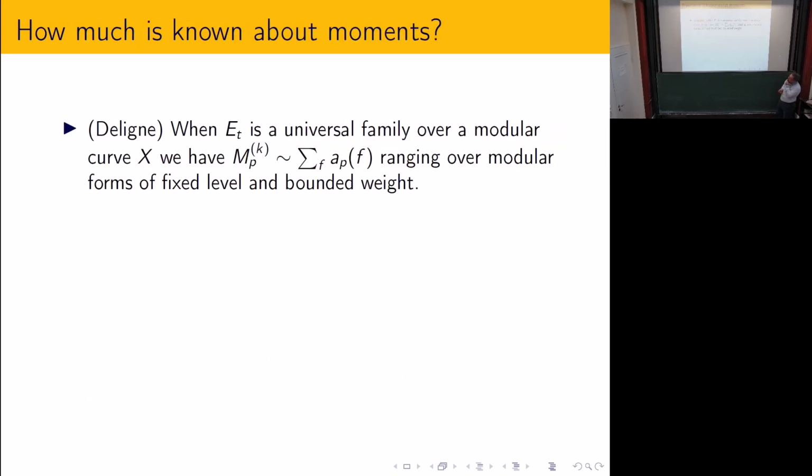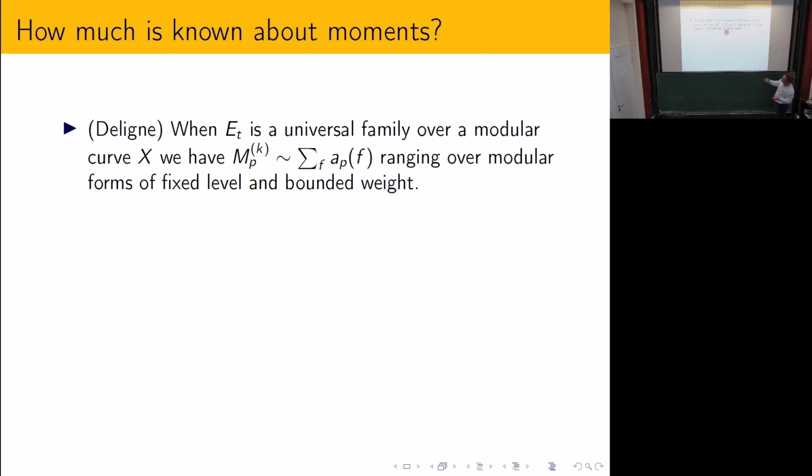Okay, so let me tell you what has been known for a while about these sums. This is actually a famous result that was used and proved by Deligne. If you have a one-parametric family which is universal, so that the elliptic surface that you get actually is covering a modular curve, and it's really this universal family with respect to this modular curve, then you can show that the naive k-th moment is a sum of the a_p coefficients of some eigenforms with respect to the level that is related to the base curve that you study.